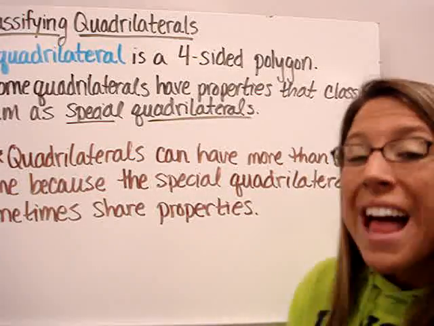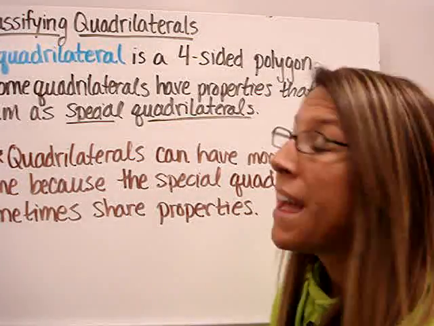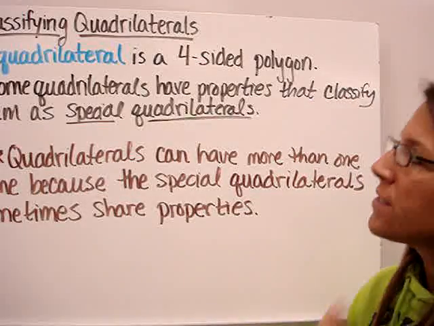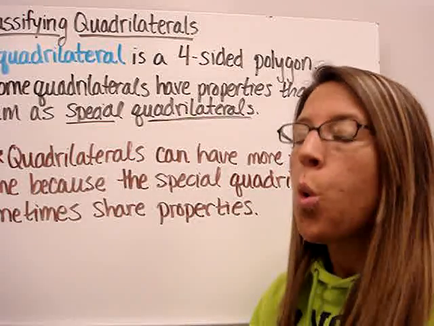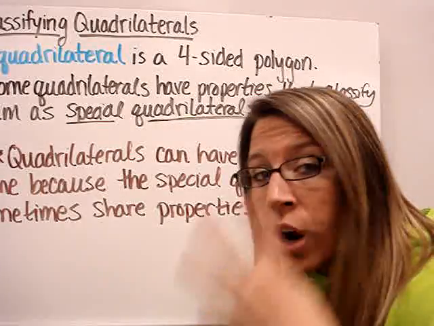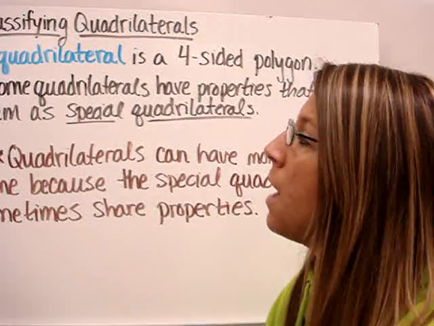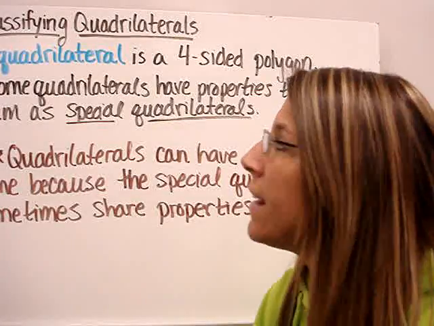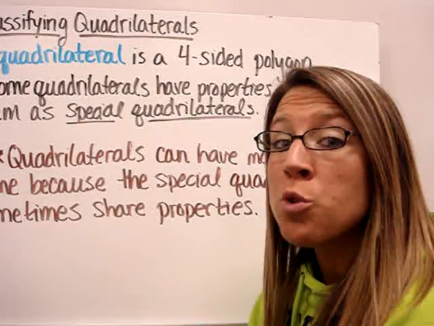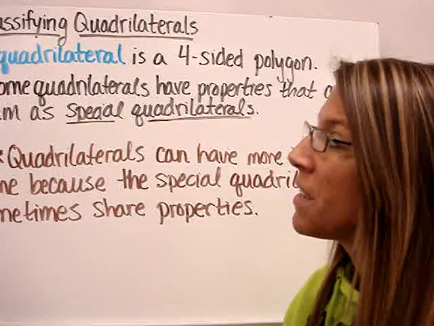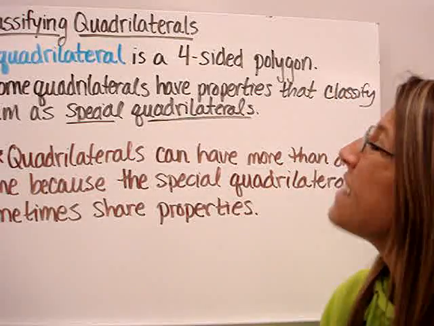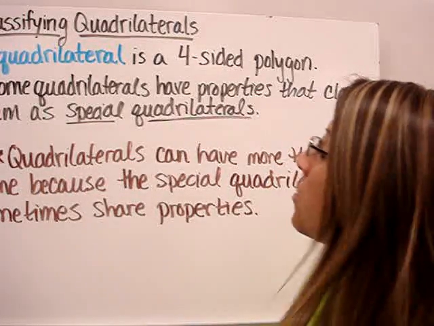In this lesson, we're going to talk about classifying quadrilaterals. Now, a quadrilateral is a four-sided polygon. Quad, meaning four. So if you ride a quad, it's four wheels. Anything with quad in it is going to mean four. Quadruplets, four babies. Quad meaning four. So four-sided polygon, four sides, four angles.